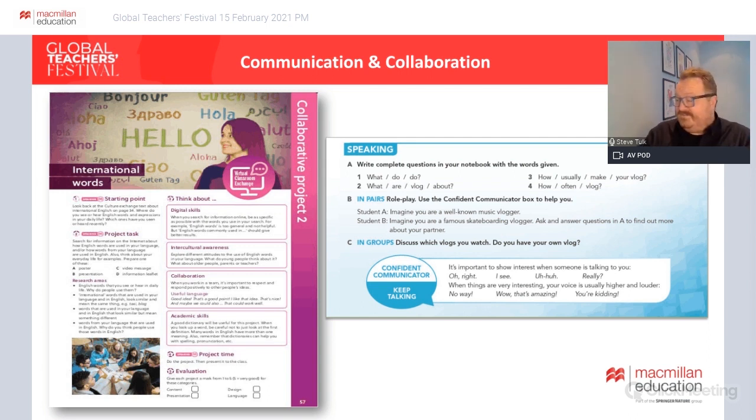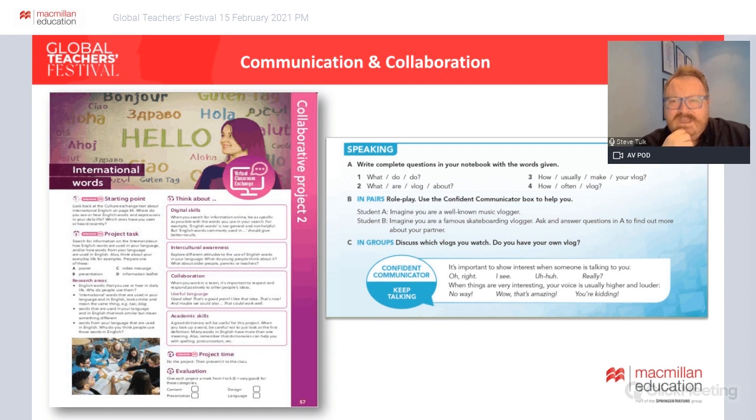We also have lovely collaborative projects in things like Speak Your Mind, Language Hub. We have these great collaborative projects. And working together is really, really important, isn't it? Share It, which is a lovely book for young learners. We have some wonderful collaborative projects there. Collaboration is super important, isn't it? And encouraging our students to work together, very important.